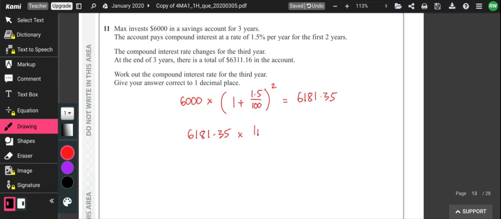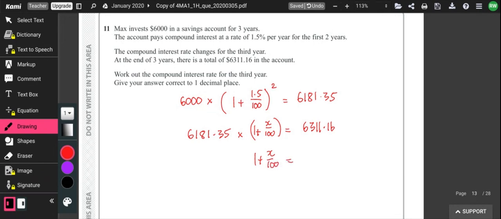We take that amount and we're going to invest it, and we don't know the percentage, but it's going to be 1 plus the percentage. So let's say 1 plus x over 100. And that would give us 6311.16.